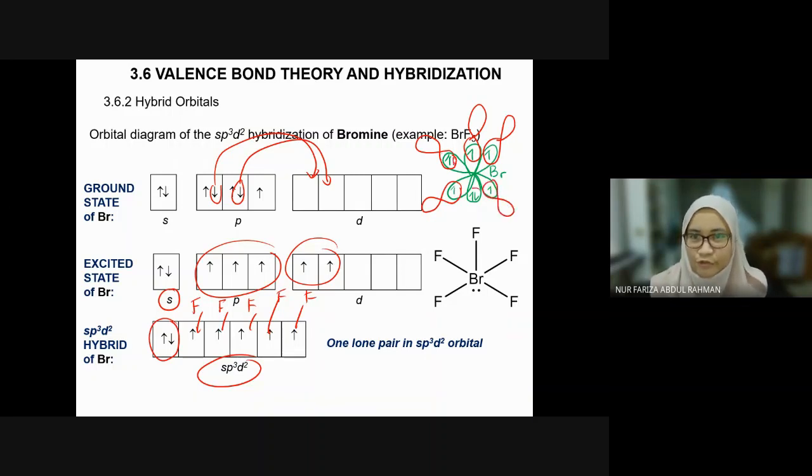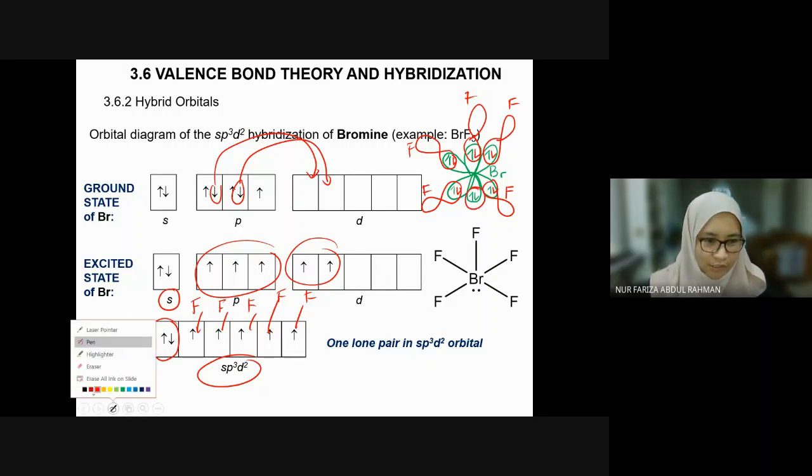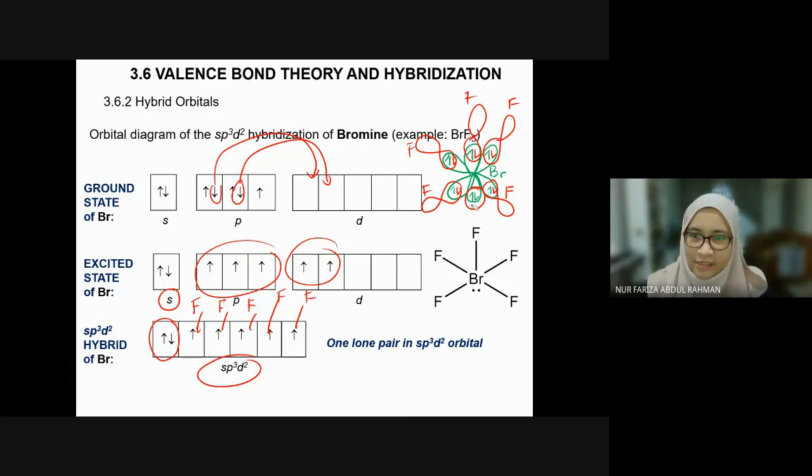Macam tu lah, masuk syok sendiri tu dia terlajak. Bertenang. Okay, label. F. Alright, so this is the lone pair. Jangan buat macam tu, madam. Okay, label.